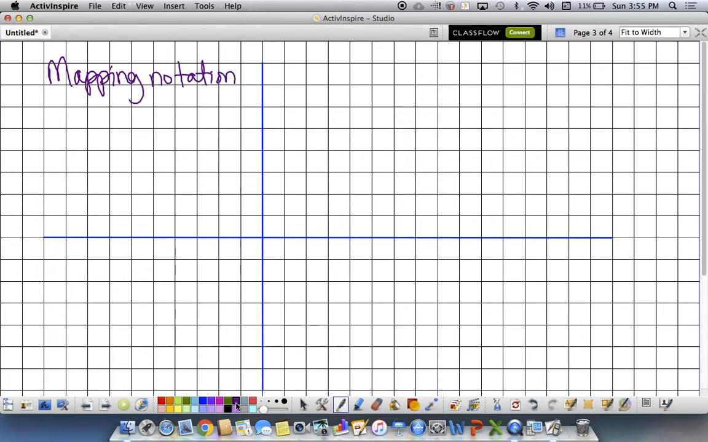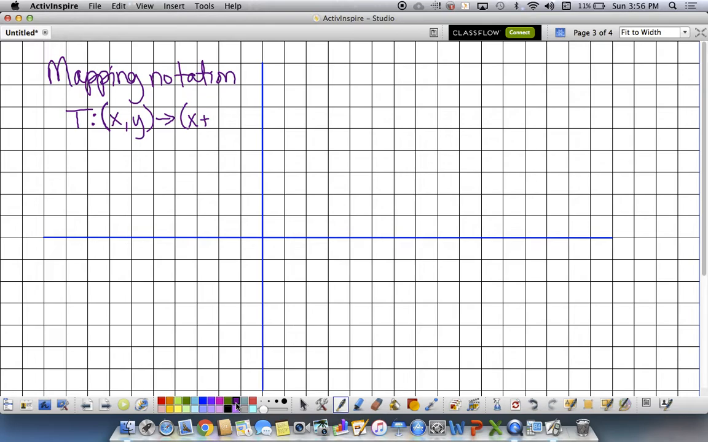Mapping notation is going to be very specific. It's going to start with a T for a transformation. It's not necessarily translation, because that's going to be the beginning of all of them. And we're going to map some x, y to some other point.